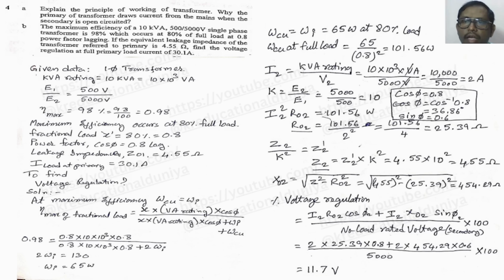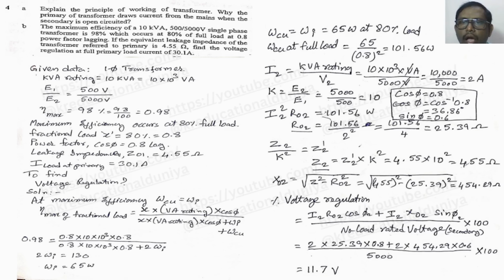Okay, for getting sin phi value. If cos phi value is 0.8, then what is phi value? Phi value is cos inverse 0.8. So we got the phi angle value, that is phase angle value, that is 36.86 degrees. So sine of the phase angle, sine of 36.86, sin phi is equal to 0.6. We got sin phi value is 0.6.